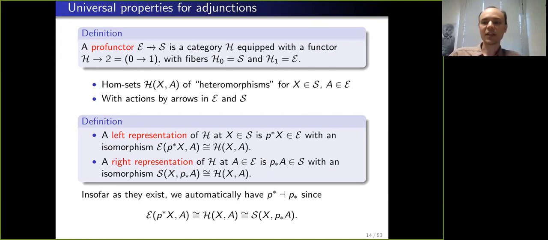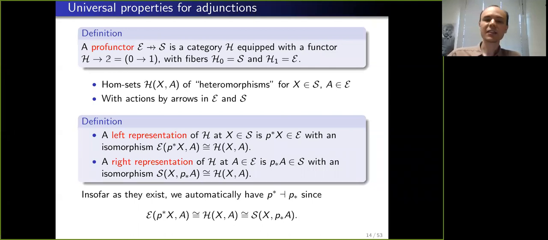And this is equivalent to other definitions of profunctors that you might have seen. Once we have a profunctor, then we can define what it means for it to be representable on one side or representable on another side. So if we have an object X of S, then a left representation of that is an object P upper star of X in E, such that ordinary morphisms out of P upper star of X are the same as heteromorphisms out of X.